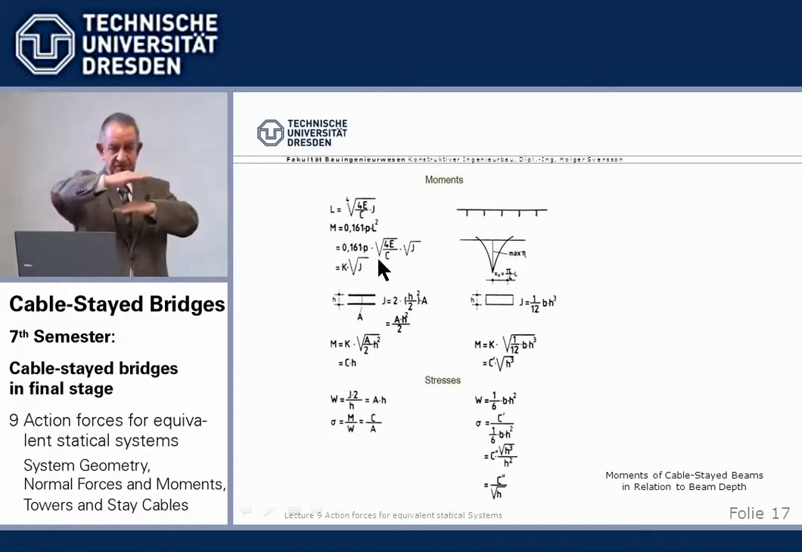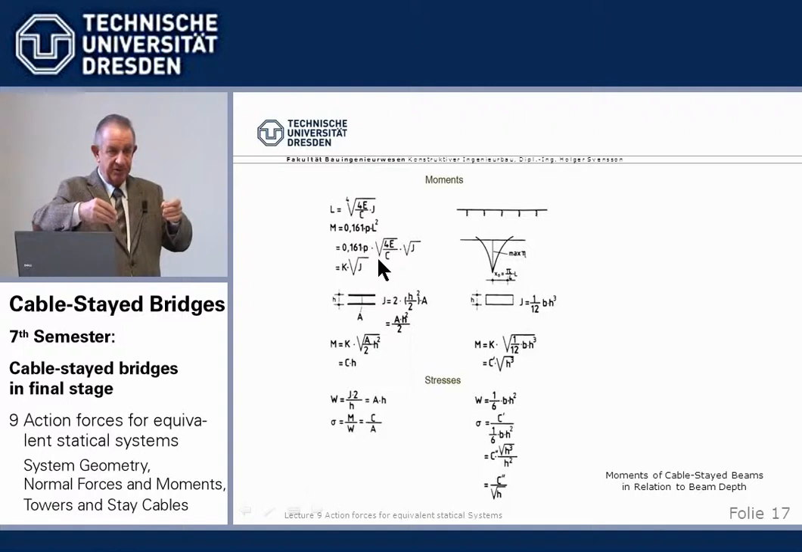If we have a given top and bottom flange, concrete, steel, doesn't matter, with a given weight and given stay cables, with a given live load, and we vary the depth of the beam, say from 1 meter, 2 meters, 3 meters, the stresses will be the same. It's a little puzzling, and the proof is here.